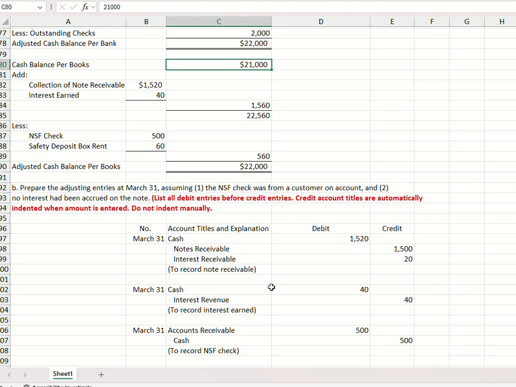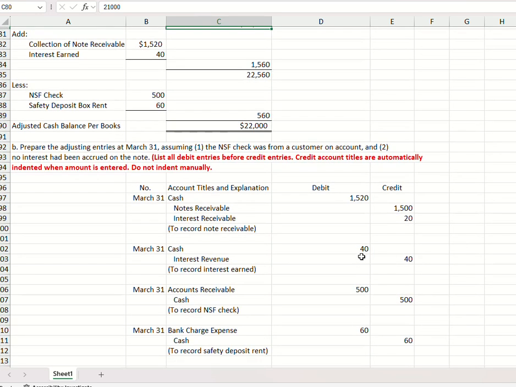to record that note receivable that was received. You earned that little $40 of interest, and so you got cash that you need to debit your cash, because you have the revenue now. You need to credit the interest revenue. That's to record the interest earned.